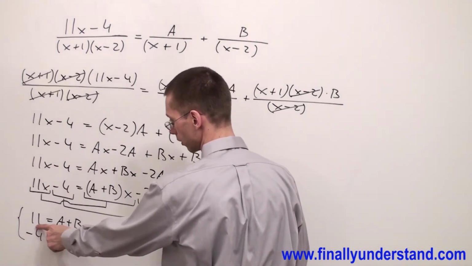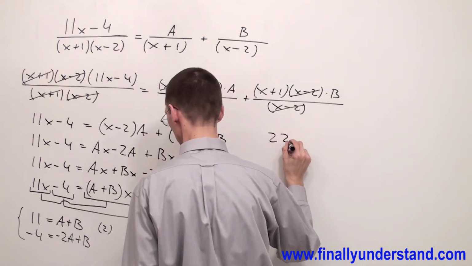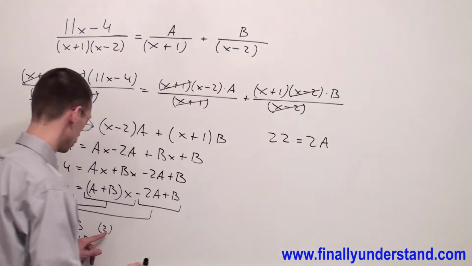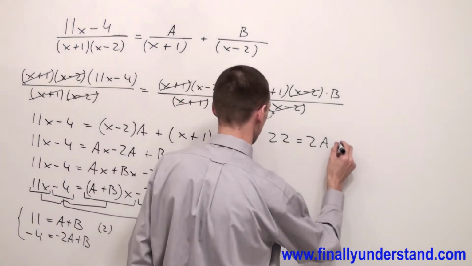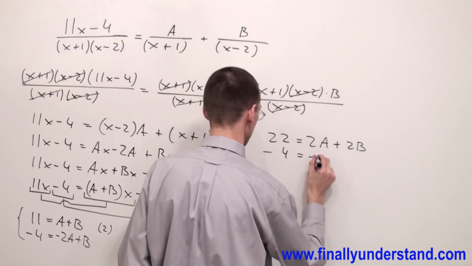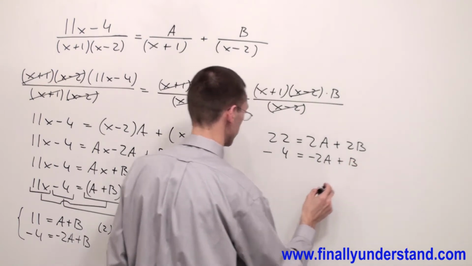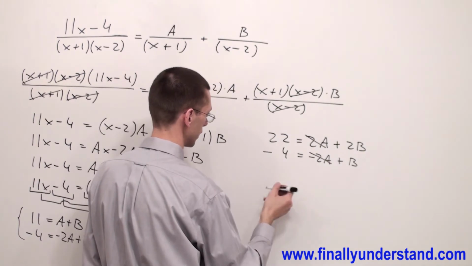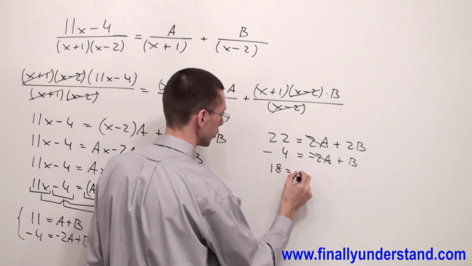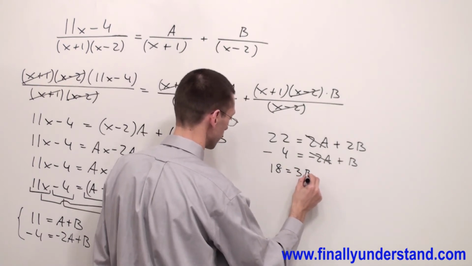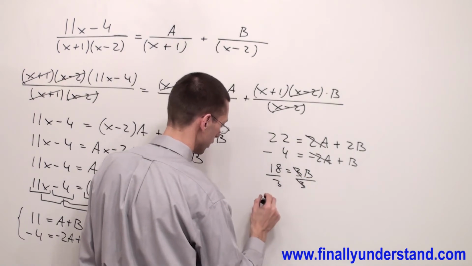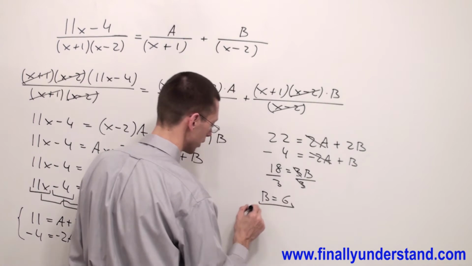So 2 times 11 gives me 22 equals 2 times a gives me 2a, 2 times b gives me 2b. I have to copy the second equation. Minus 4 equals negative 2a plus b. 2a and minus 2a will cancel out. They're going to subtract each other. And I'm going to end up with 22 minus 4 gives me 18 equals 2b plus b gives me 3b. In order to find b, I have to divide both sides of this equation by 3. b is equal 6.